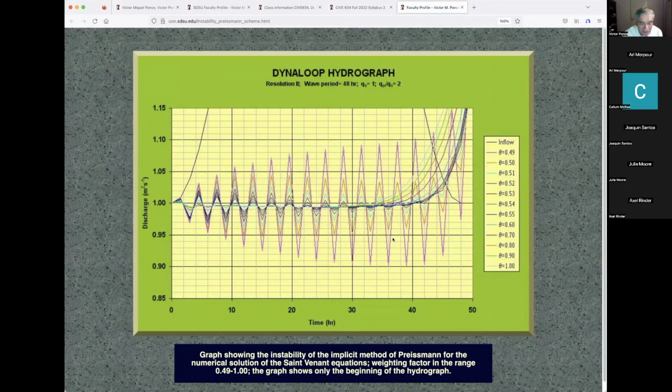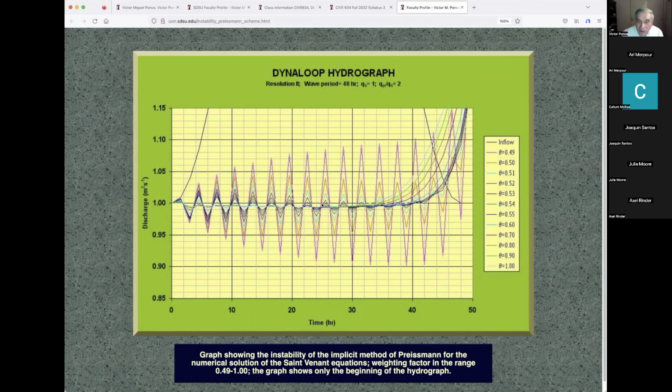What is this graph in here? This graph shows the instability of the implicit method of Preissmann for the numerical solution of the Saint-Venant equations, with weighting factor in the range 0.49 to 1. The graph shows only the beginning of the hydrograph. In other words, the hydrograph goes in here and it keeps going up. But we wanted to show in this graph the instability. So that's why if we show the entire hydrograph, we're going to miss the instability. So this is the answer.